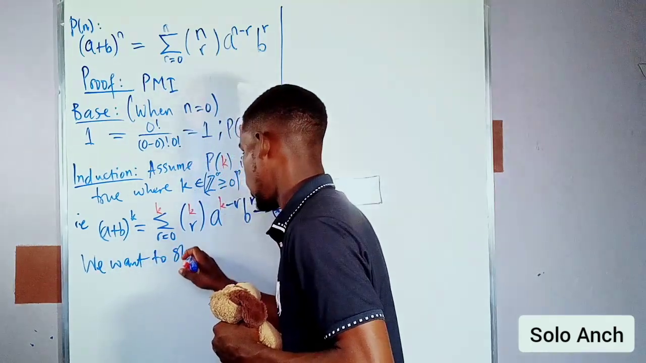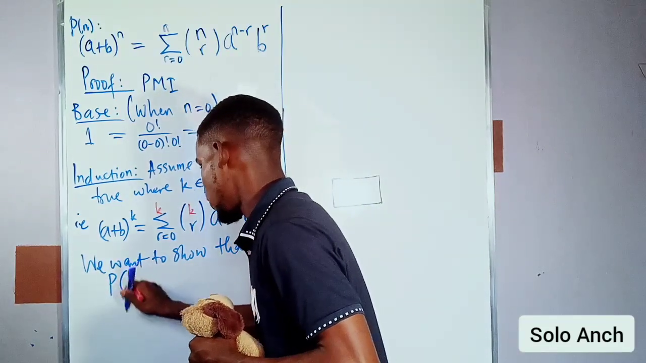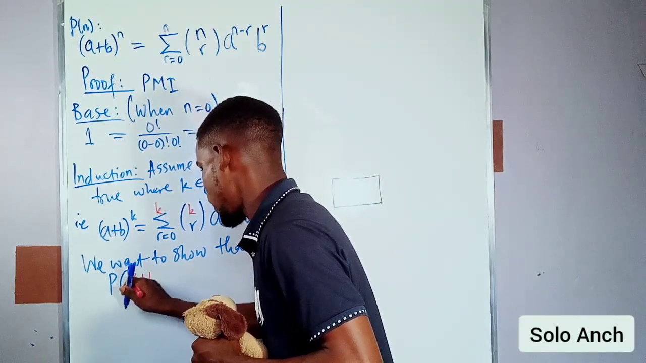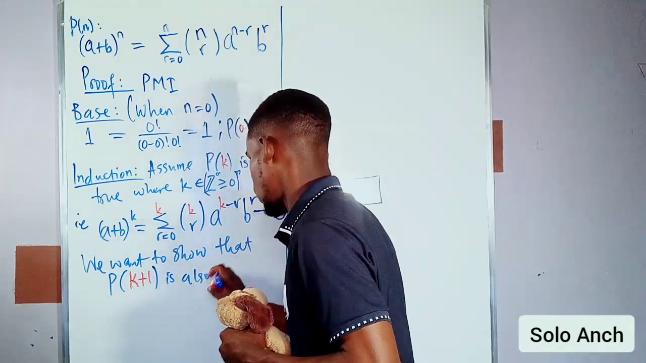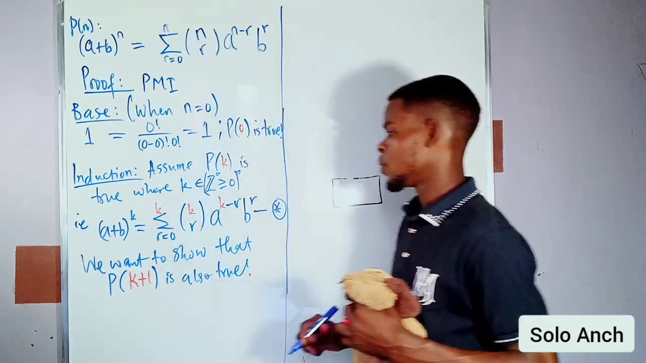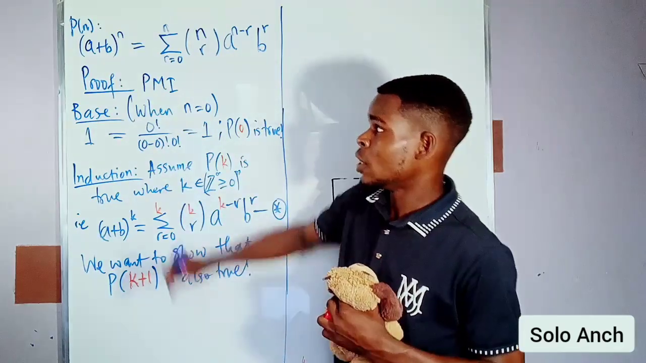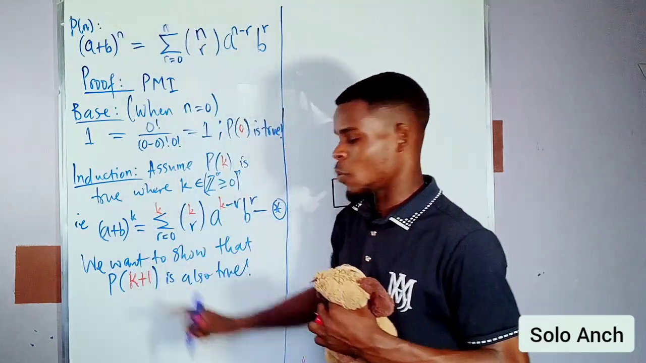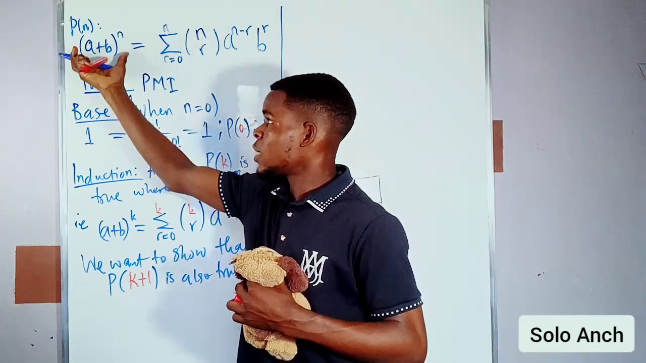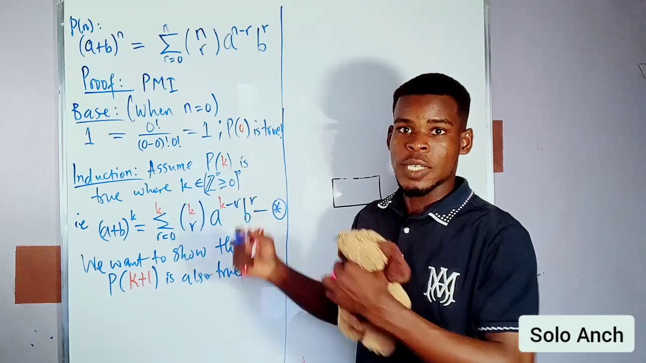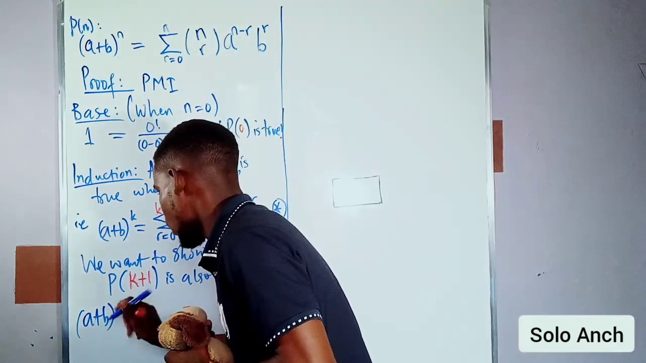We want to show that the statement when n is k plus 1, that is P(k+1), will also be true. So what does that mean, to say P(k+1) given P(n)? You just replace n with k plus 1. That's what we've done, and that's exactly what we're going to do for each of these. But in this case, we'll start off with one side, and then we'll show that it implies the other side. So let's have (a + b) raised to the power of k plus 1.